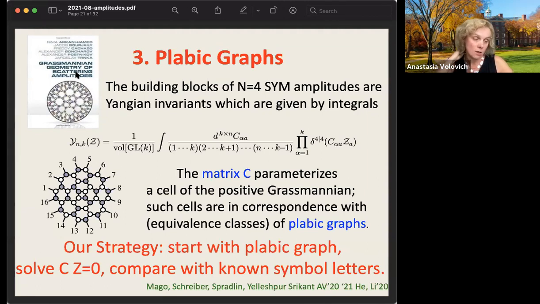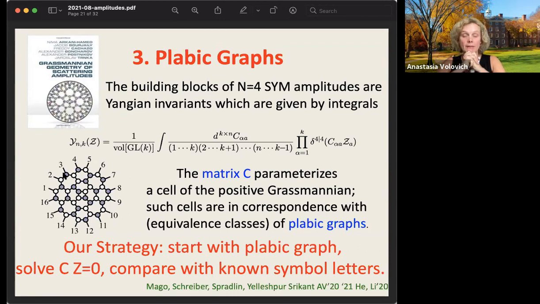The building blocks of N=4 amplitudes are these Yangian invariants, which are given by these integrals, where you have the matrix C, a k times n matrix, which parameterizes a cell of the positive Grassmannian. It's known that such cells are in one-to-one correspondence with Plabic graphs. Here I've drawn an example. The older people have heard this quite a bit in the past 10 years. The younger people, I refer you to the book. So what are we going to do here?